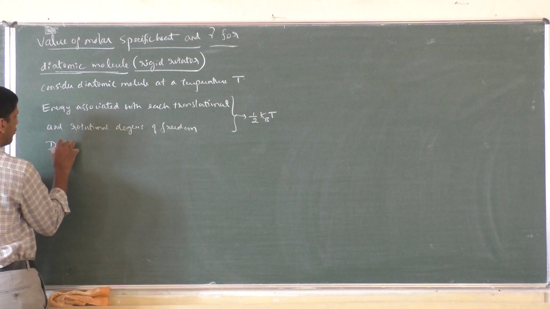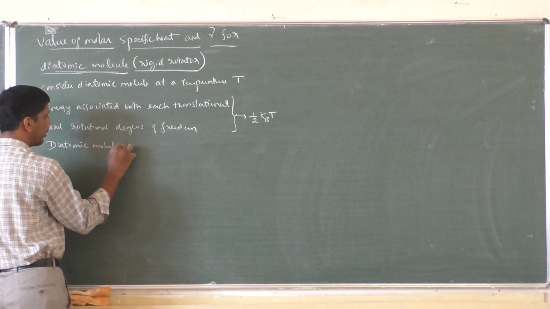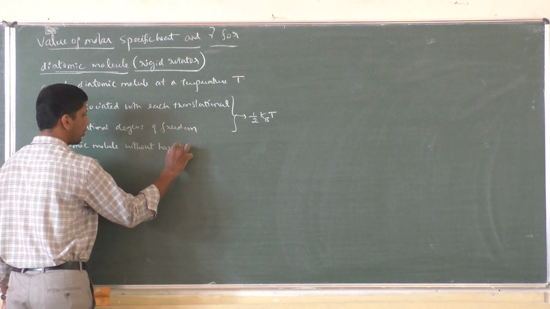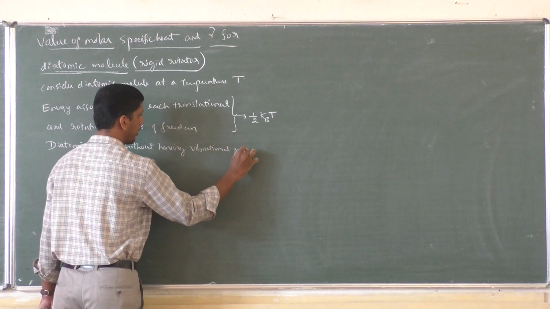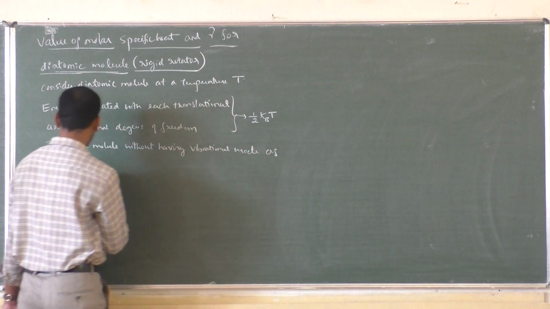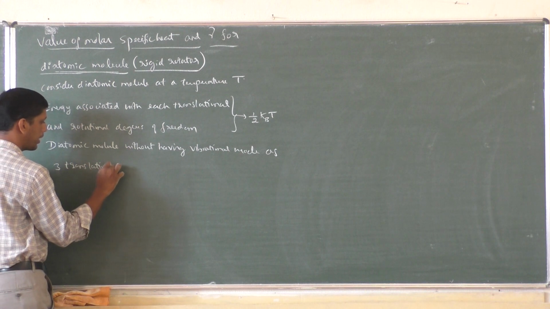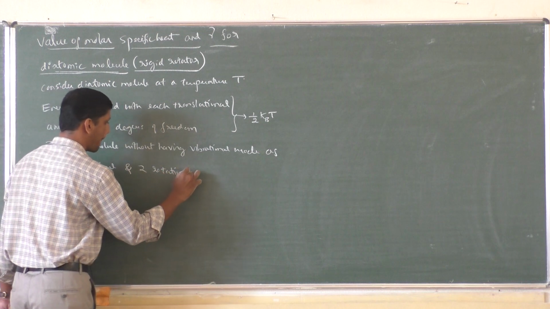Now, a diatomic molecule, without having the vibrational mode, has 3 translational and 2 rotational degrees of freedom.